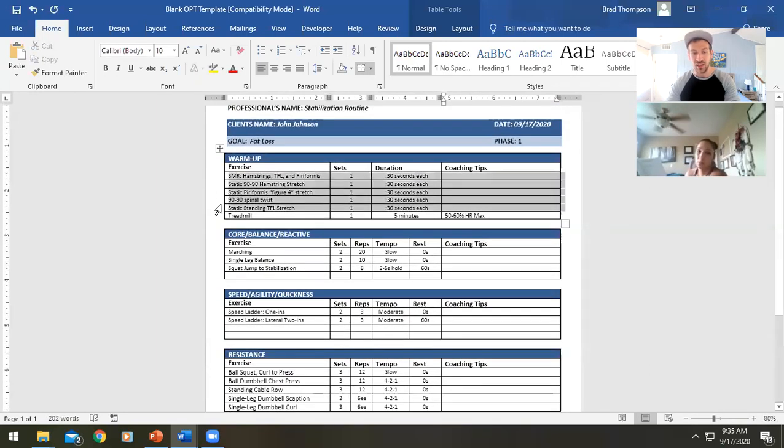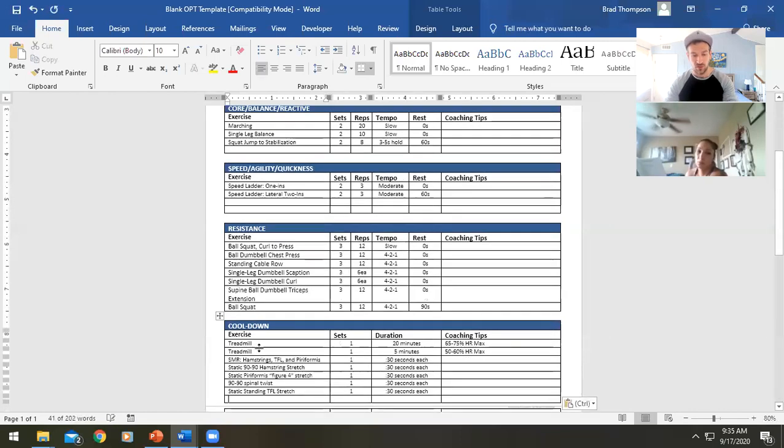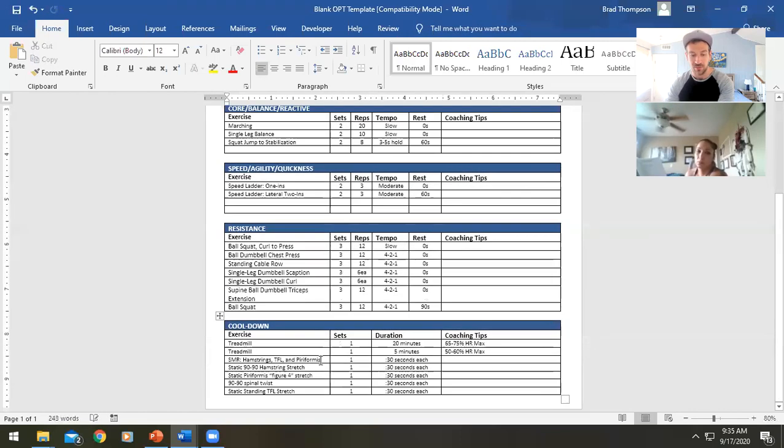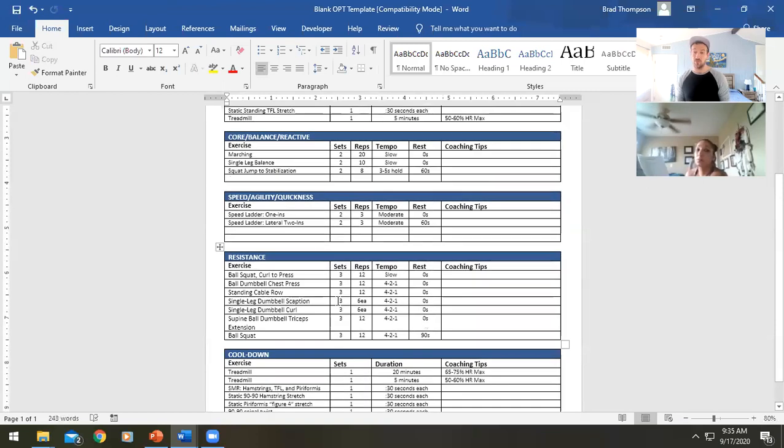And then I'm just going to go ahead and copy my warm up from before, right? Same stretches. They have the same overactive muscles. And there's our whole routine. That's probably about 90 minutes right there, maybe a little bit longer.